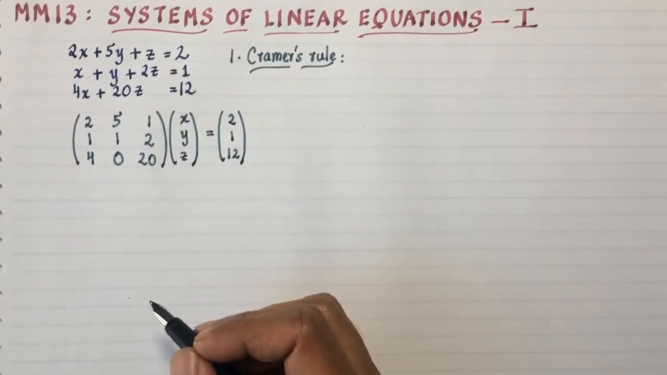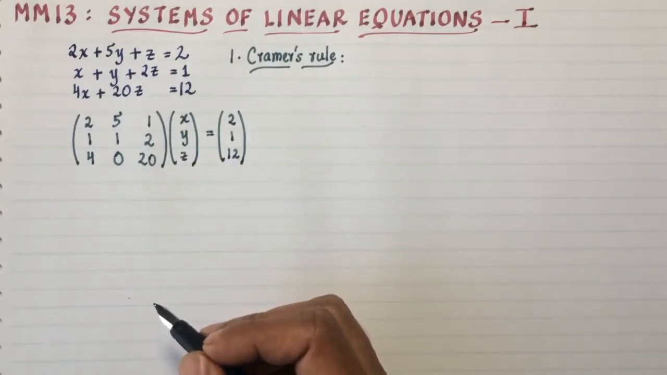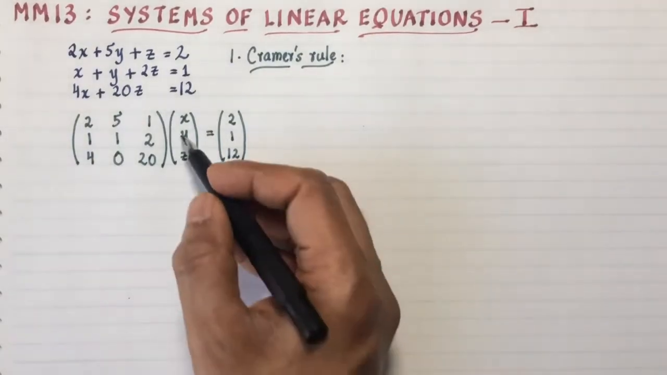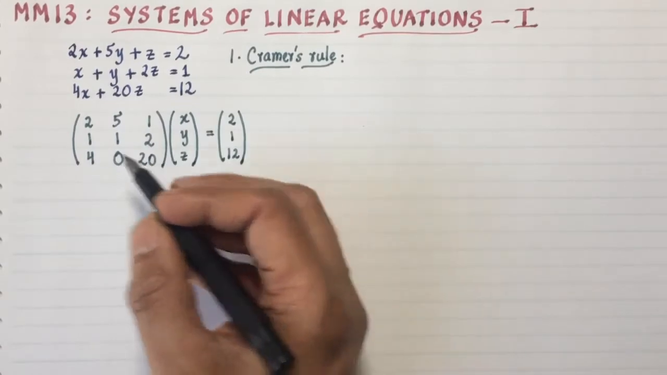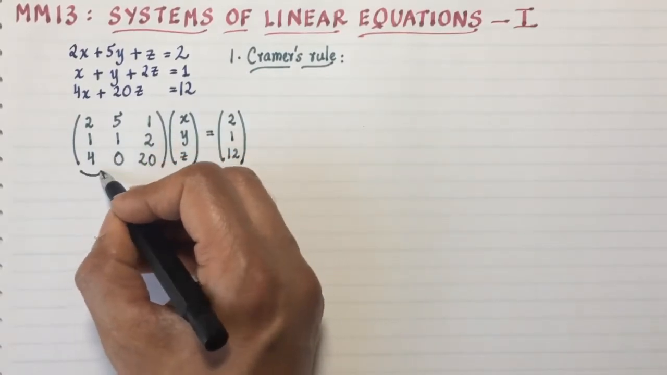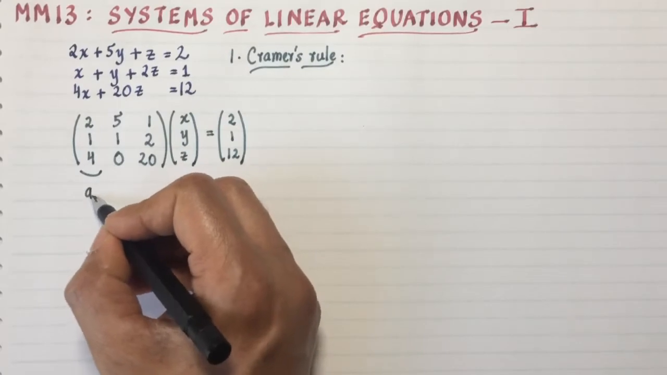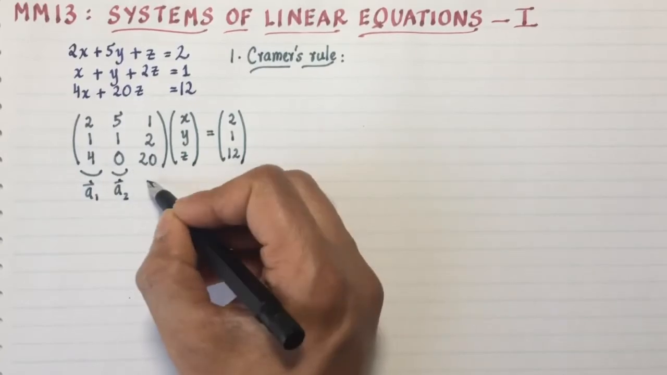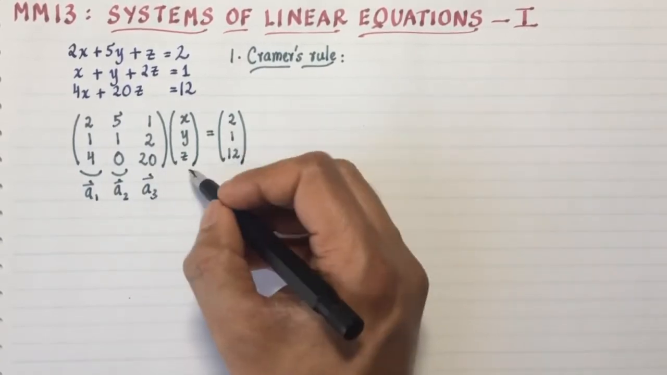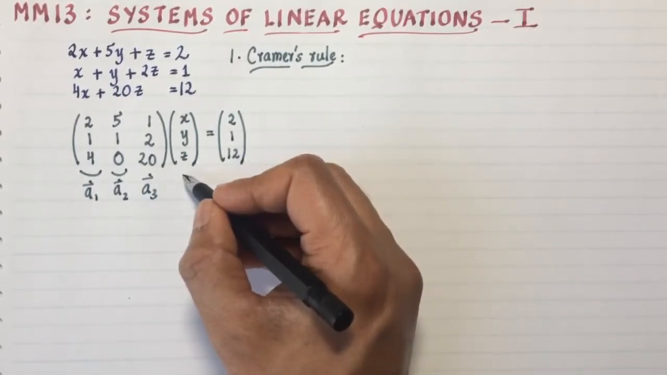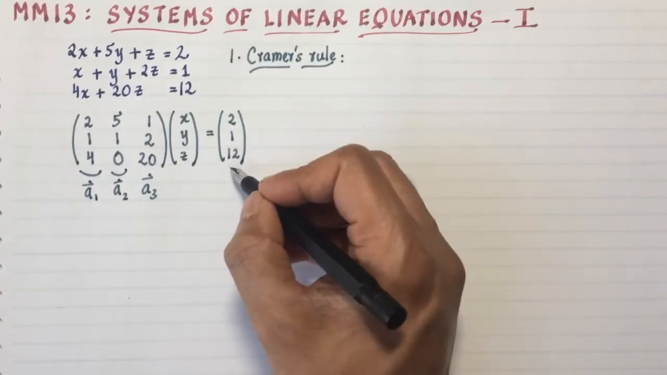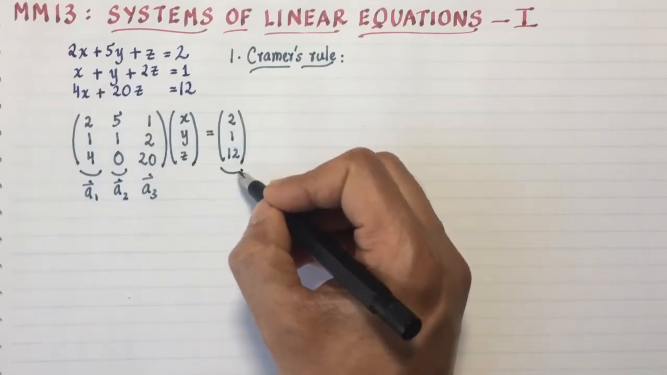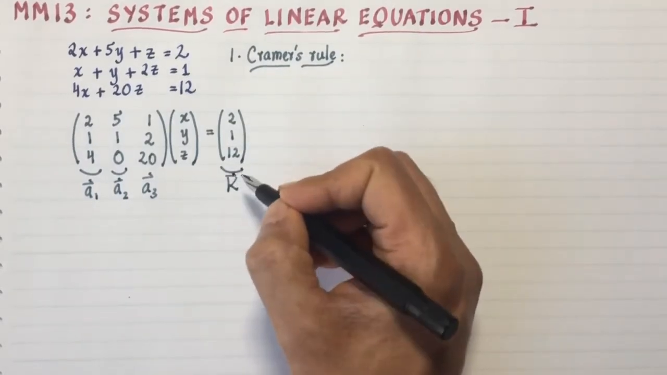Now what Cramer proved, and you can find this proof in any textbook of linear algebra, I won't be proving it here, is you can solve for x, y, and z as follows. If I call this the column vector A1, and this the column vector A2, column vector A3, and that's x, y, z as it is. And 2, 1, and 12, I'll call the coefficient vector K. So these are all column vectors.